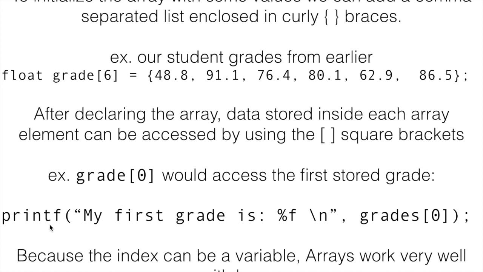So if I wanted to print out the first grade, I might say something like this: printf, "my first grade is", having a placeholder for that grade, and then finally here at the back part where we normally put the name of a variable, we put the name of the array variable, but we have to specify which element of that array we want to access. In this case, the first one is at index 0. What I want you to note here is that the index inside here can be a literal number or it can also be a variable. Because of this fact, arrays work very well with loops, as we're going to show in a couple minutes.